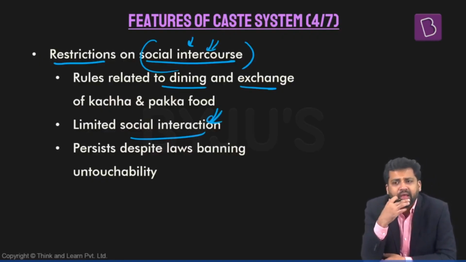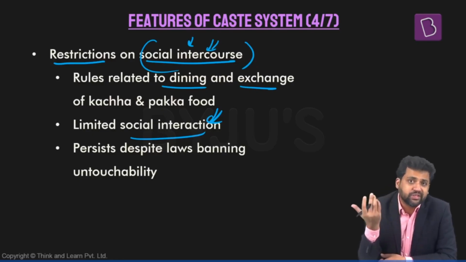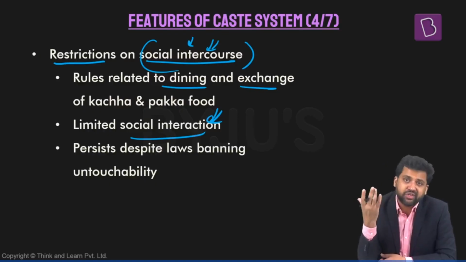Now the question is, what is the situation as of now? See, there have been different kinds of laws. In fact, our constitution also bans untouchability. We have different kinds of laws. But despite that, even now untouchability exists in one way or other. Maybe it doesn't exist the way it existed maybe 100 years back, but it does exist.